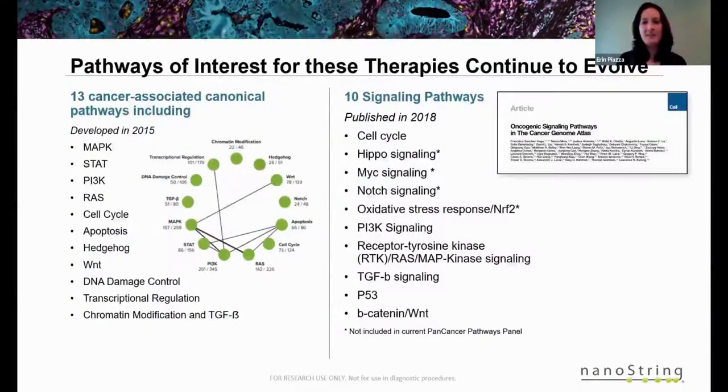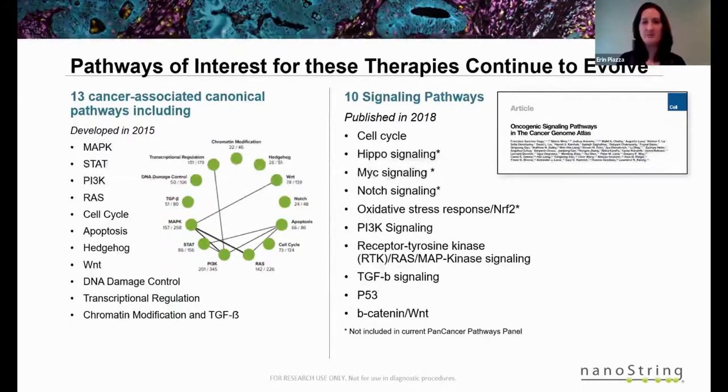And as an example of that, back in 2015, when we created our Pan-Cancer Pathways panel, we started with some of the most canonical pathways in cancer biology. This list should come as no surprise to many of you and includes MAP kinase, PI3 kinase, the cell cycle, and so on. Things that are important and have been known to be important in cancer for a great number of years.